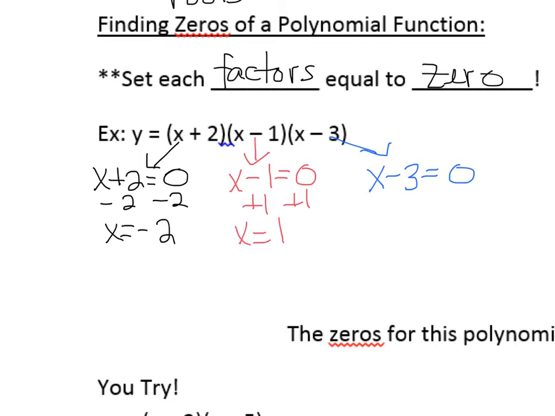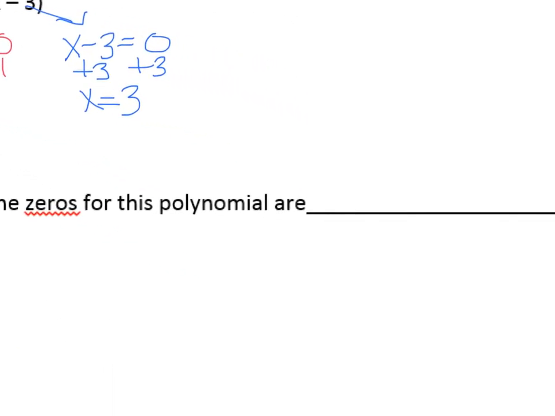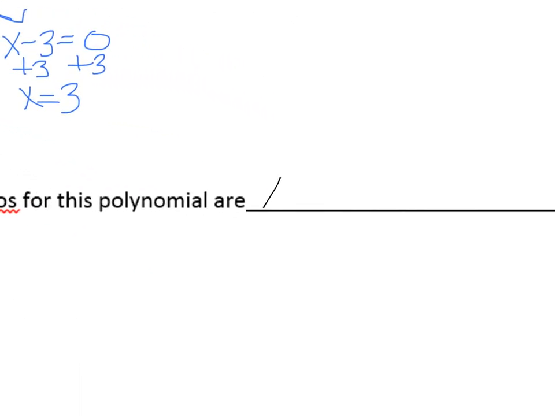And then on the third one, since it's minus 3, we know we would add 3. So x is equal to 3. And there's our zeros. So we're going to line them up nice and neat here. The zeros for this polynomial are x equals negative 2, 1, and 3.